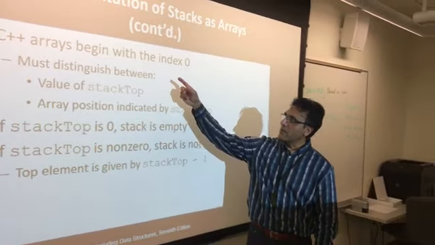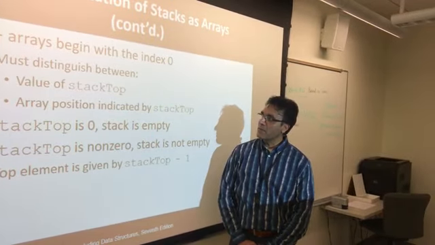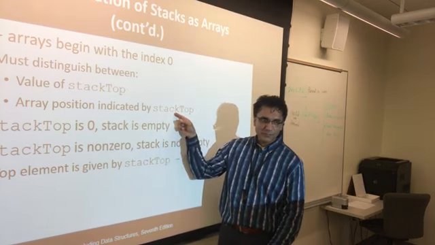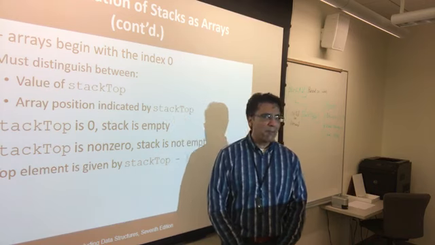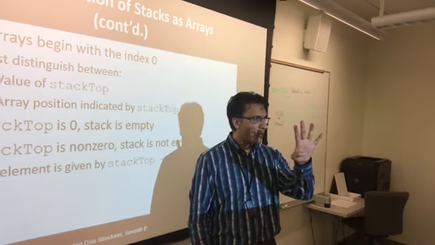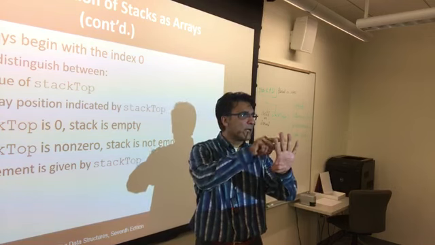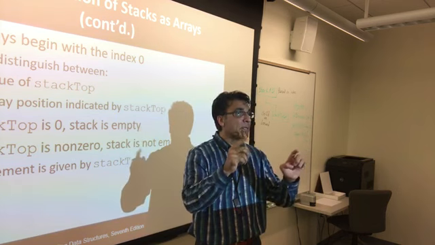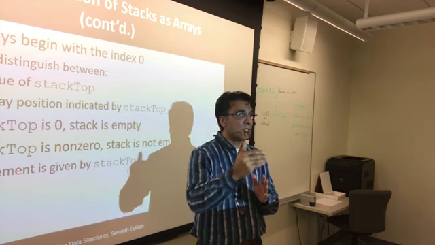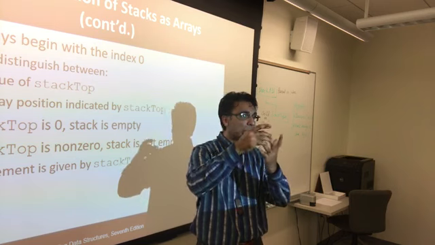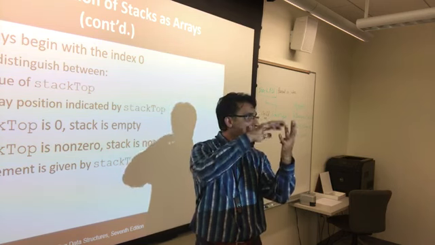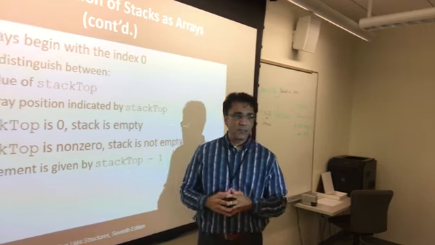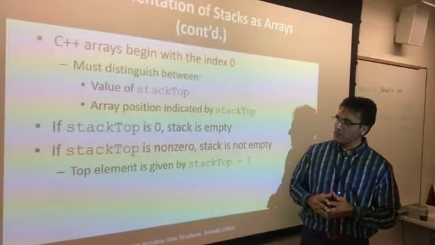C++ arrays begin with the 0th index, so we must distinguish between the value of the stack top and the array position indicated by stack top. Stack top might be 4, which means 4 elements are added, but the array index might be 3, because arrays begin with 0: 0, 1, 2, and 3. So we need to be careful as a developer to understand those two concepts.